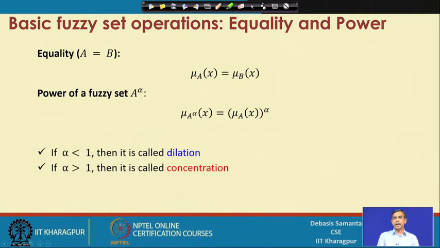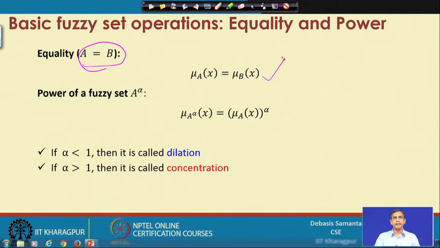Now, equality and power, these are the other two operations on fuzzy sets. We say two fuzzy sets A and B are equal, and it is denoted by this expression A equals B. Two fuzzy sets are equal if all elements belonging to the set have the same membership value, which is represented by this expression.